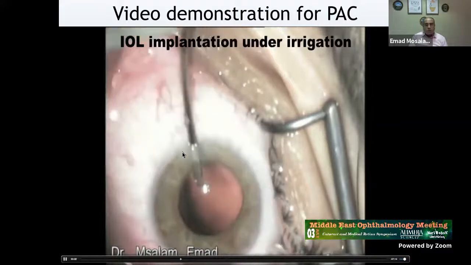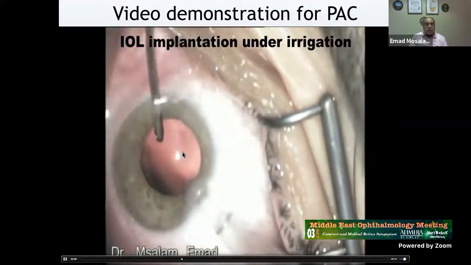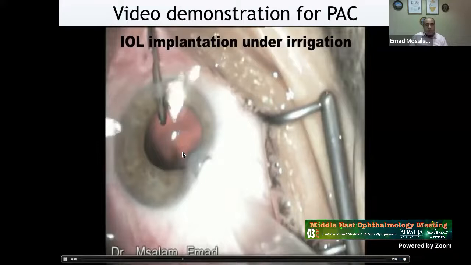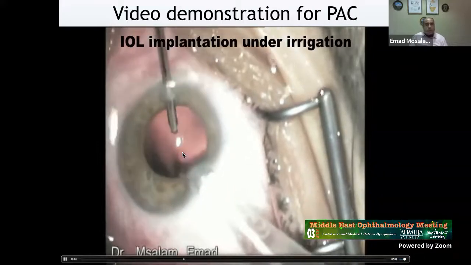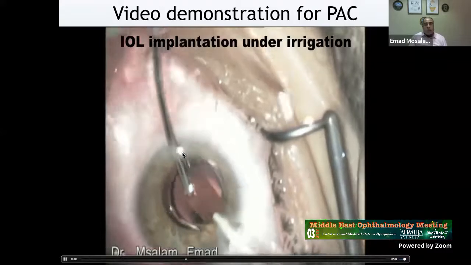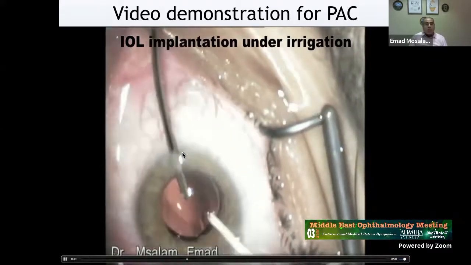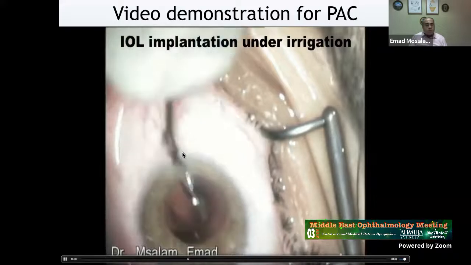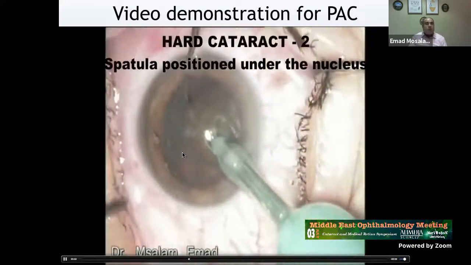Here, as you see, implantation under irrigation. It's coming without any problem. Just in some cases, with glaucoma especially, we don't need to use viscoelastic to remove it.